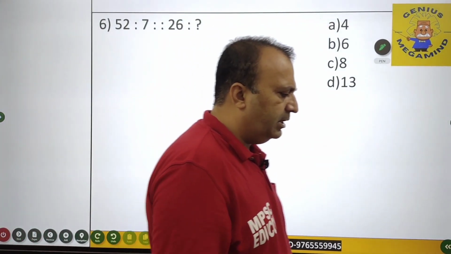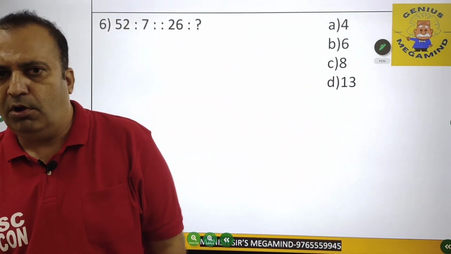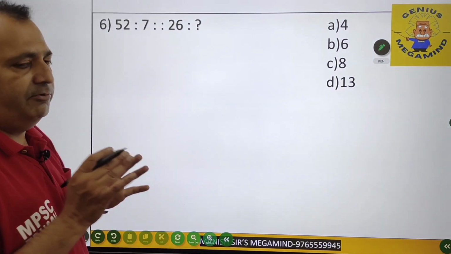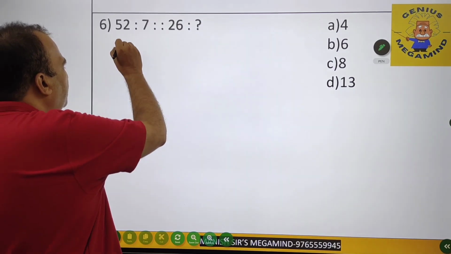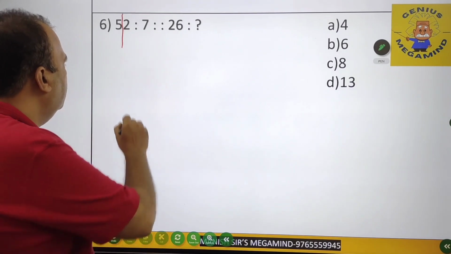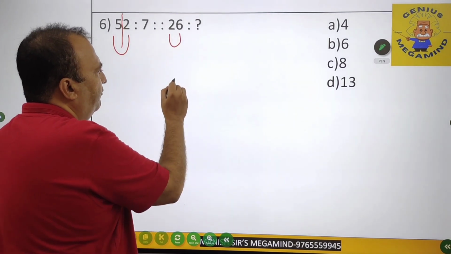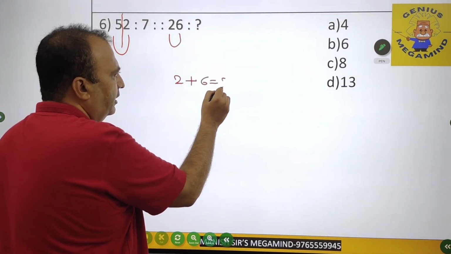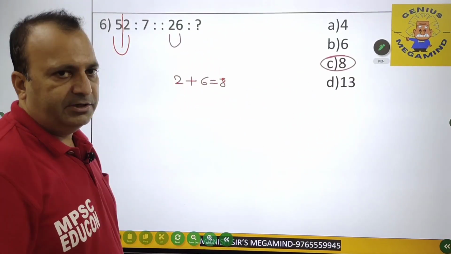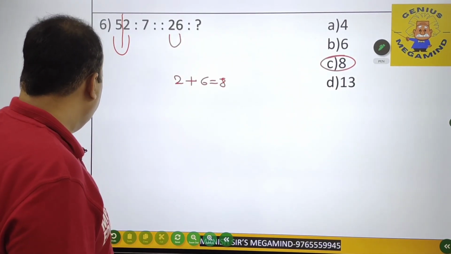Now, question number 6 is altogether based on observation. From 52, I have to get 7, so I have to get the answer from 26. Again, observing the digits of the number 52, I am just going to draw a line over here, creating a compartment between the two digits. 5 plus 2, my friends, is 7. So 2 plus 6 will be 8. So the answer for this question is 8. It was one of the simplest questions, but even questions based on this logic are asked.